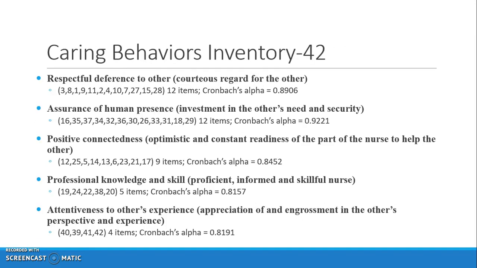Caring Behaviors Inventory 42, obviously there are more versions of this, but this is just the initial Cronbach's alpha. Here you have all of the subscales, which are parts, subconcepts, factors or domains of an instrument, with the items identified and the Cronbach's alpha, and also the definitions for the subscales.